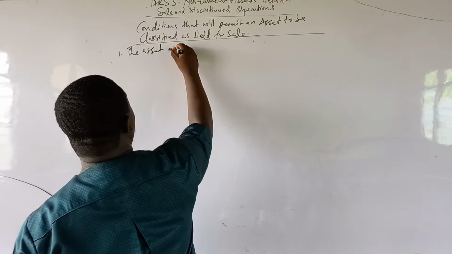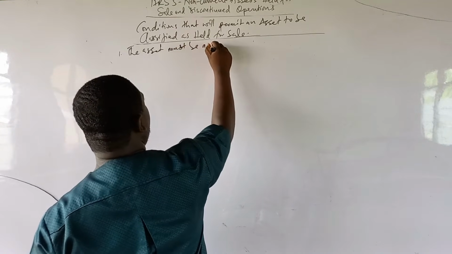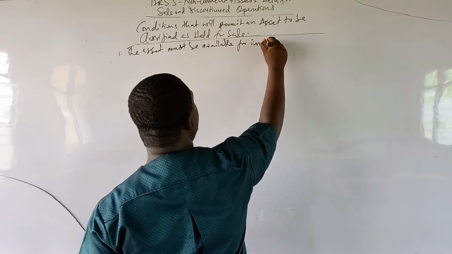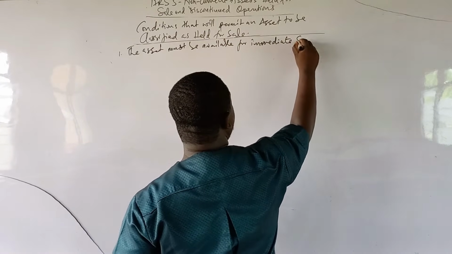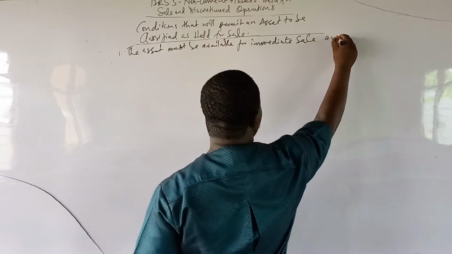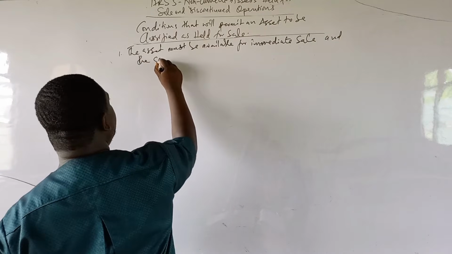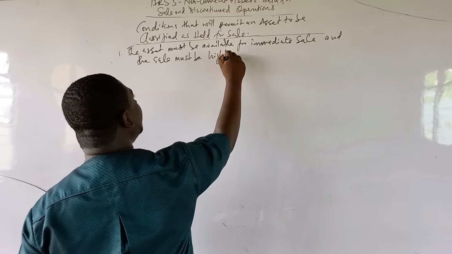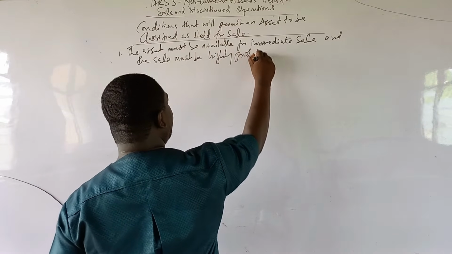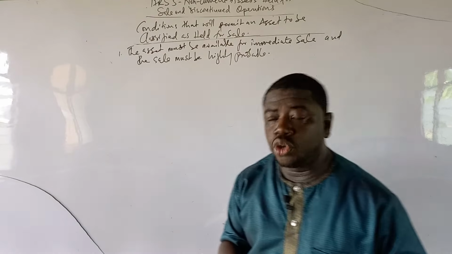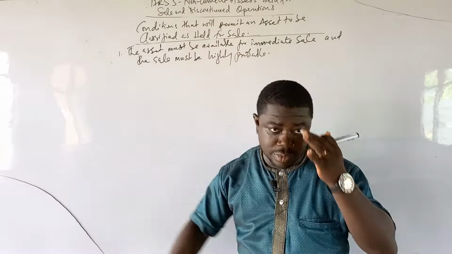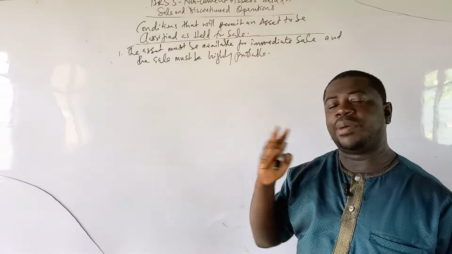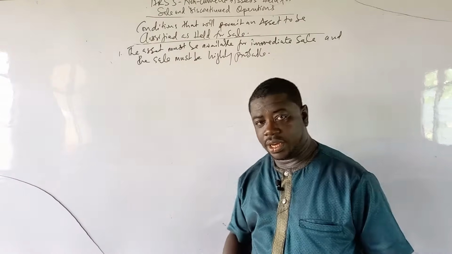The asset must be available for immediate sale, and the sale must be highly probable. Now, these things you could be asked to provide in the exam. Okay, that mention the conditions that will permit an asset to be classified as held for sale.